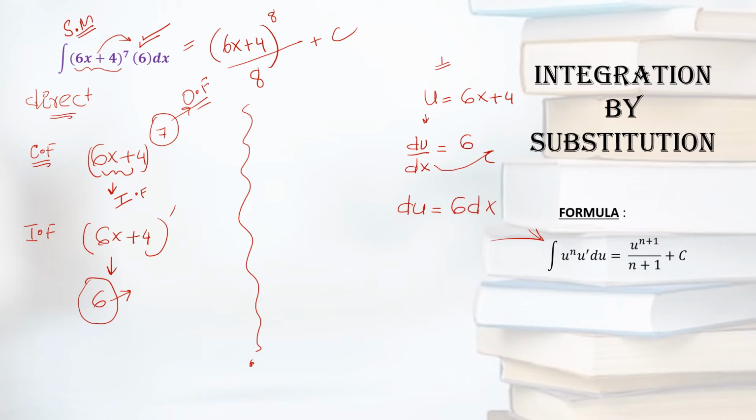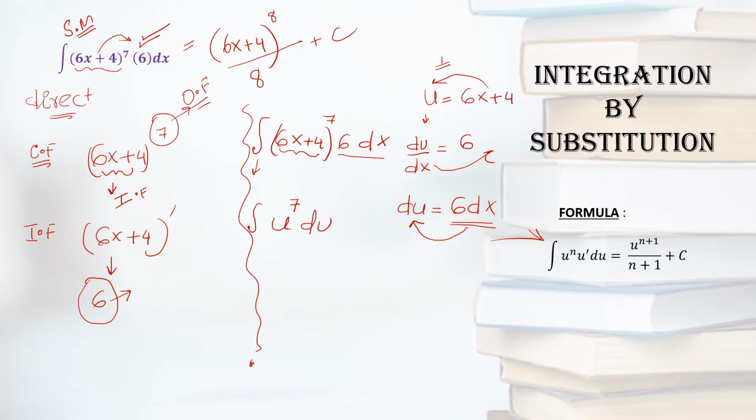Now convert the whole quotient into u form. I am writing here again the quotient for you: integral of (6x plus 4) power 7, 6 dx. So convert the whole x form into u form. Write the integral sign as it is. You already know that 6x plus 4 is equal to u. So in place of 6x plus 4, just write down the u. This power 7, write on the top of the u. Now 6 dx, if you look here, 6 dx is equal to du. So write du in place of 6 dx.